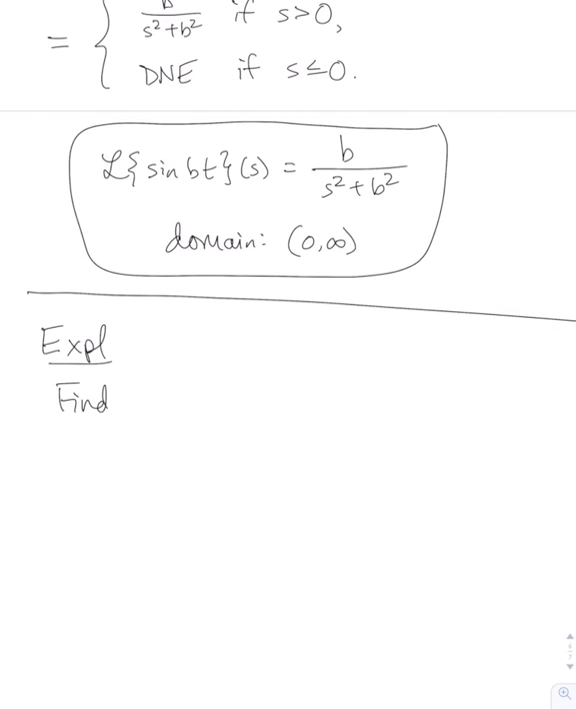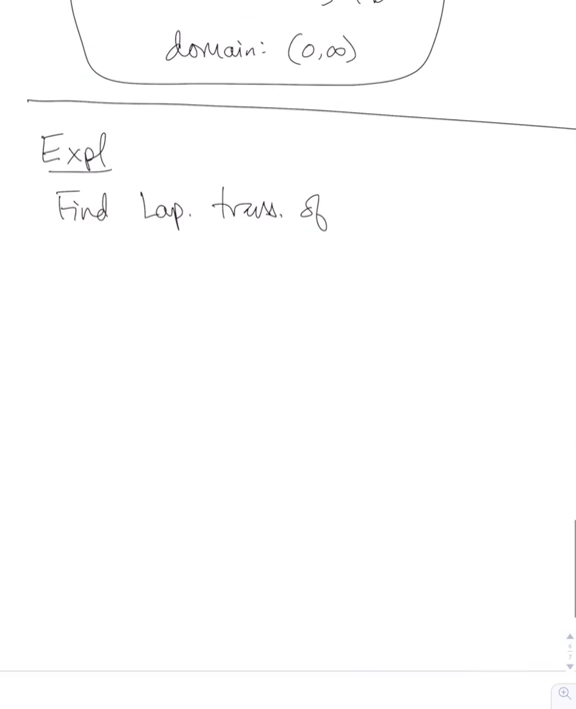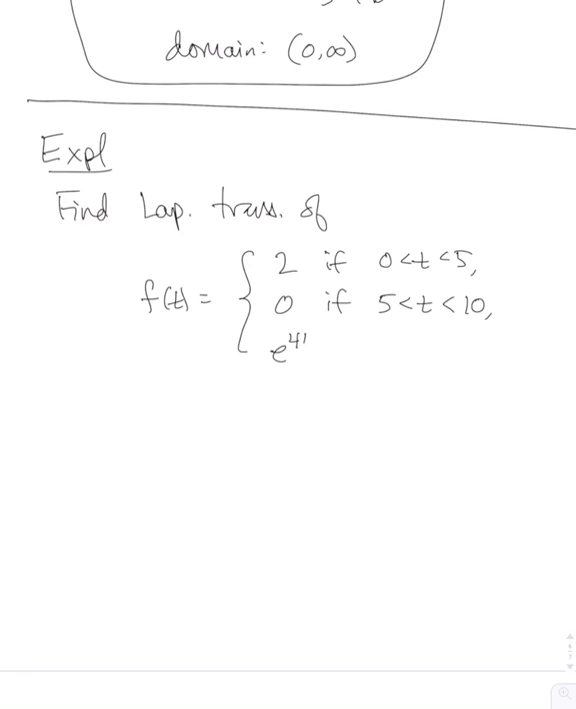Here's another example. Let's find the Laplace transform of a function f of t which is given to us piecewise. So it equals 2 if t is between 0 and 5. It equals 0 if t is between 5 and 10. And it equals e to the 4t if t is bigger than 10.